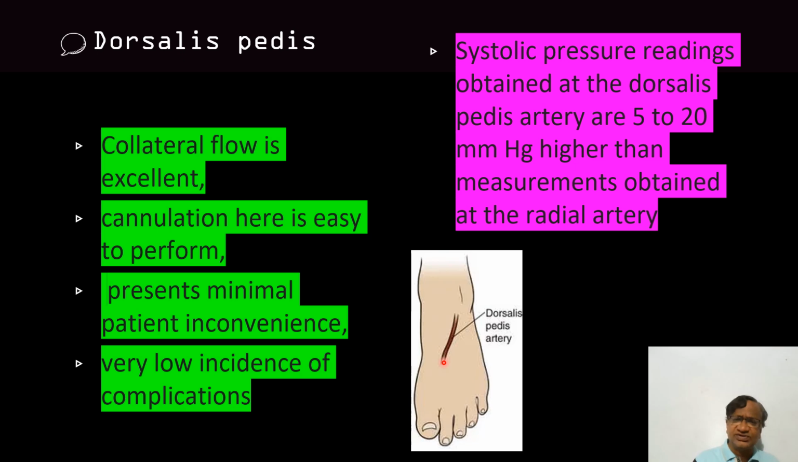Now, dorsalis pedis: collateral flow is excellent. Cannulation is also easy. Minimal patient inconvenience, very low incidence of complications. But the problem is the BP may not be very accurate because as we go distal, the systolic is high and the diastolic is low. Why? I will come to that in the next video.